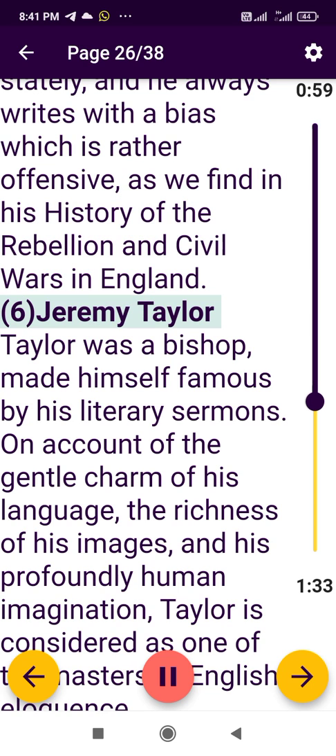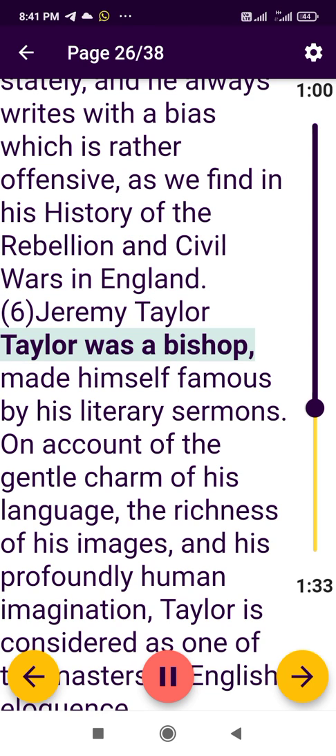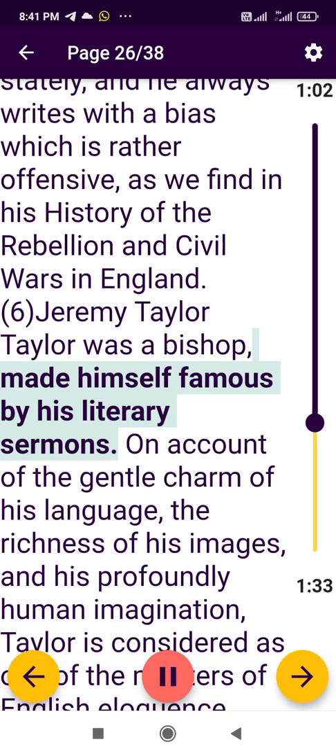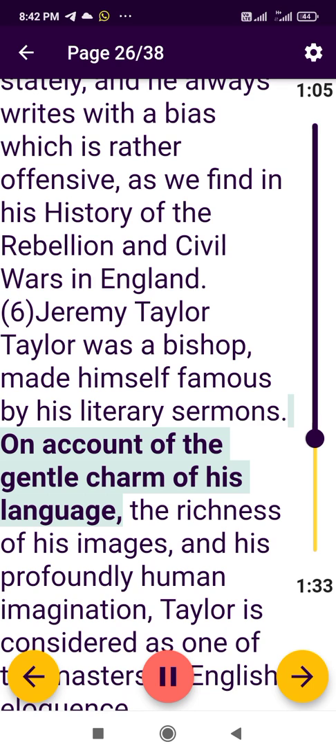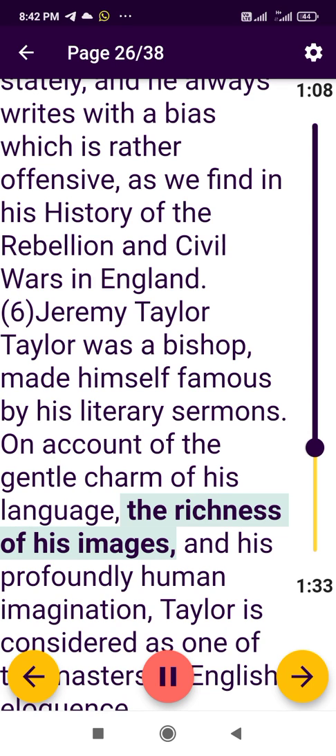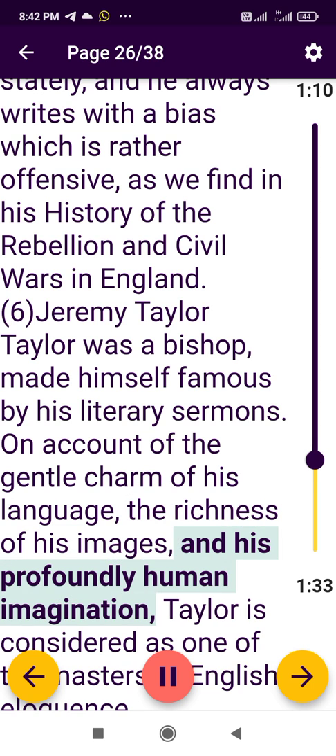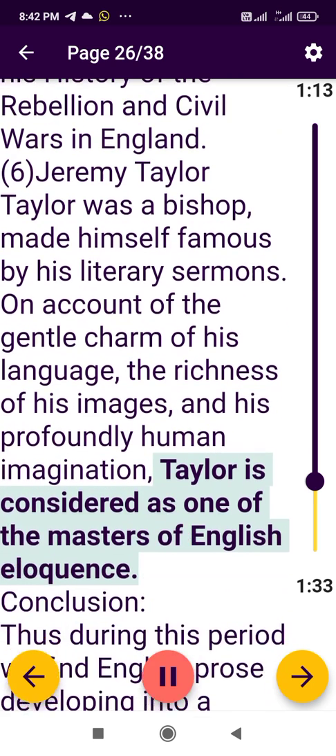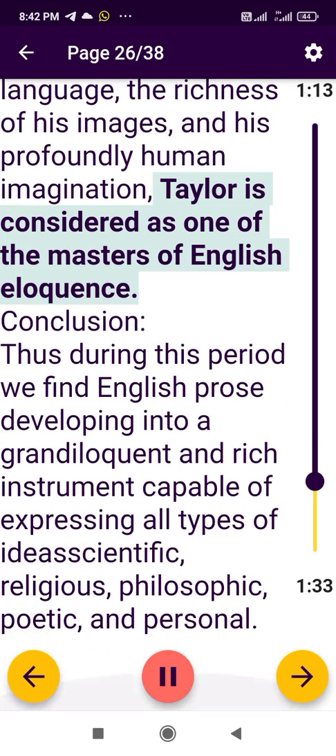6. Jeremy Taylor. Taylor was a bishop, who made himself famous by his literary sermons. On account of the gentle charm of his language, the richness of his images, and his profoundly human imagination, Taylor is considered as one of the masters of English eloquence.